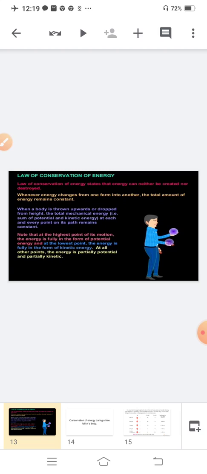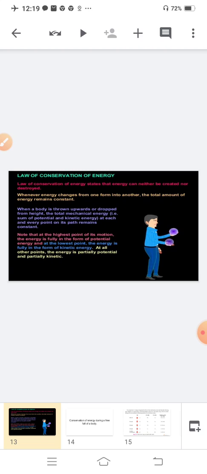Is this clear? Another definition of the law of conservation of energy is that energy can neither be created nor be destroyed. That means whatever energy is there before conversion, it will remain as it is after conversion.